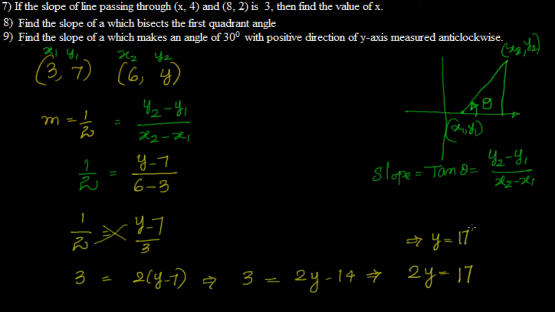We can cross check that. 17 by 2 minus 7 is 3 by 2. 3 by 2 by 3 is nothing but equal to 1 by 2. So y value equal to 17 by 2. So let's do the next problem. What we have done in this, we have just equated the slope from the coordinates equal to the slope given, 1 by 2 equal to y2 minus y1 by x2 minus x1.